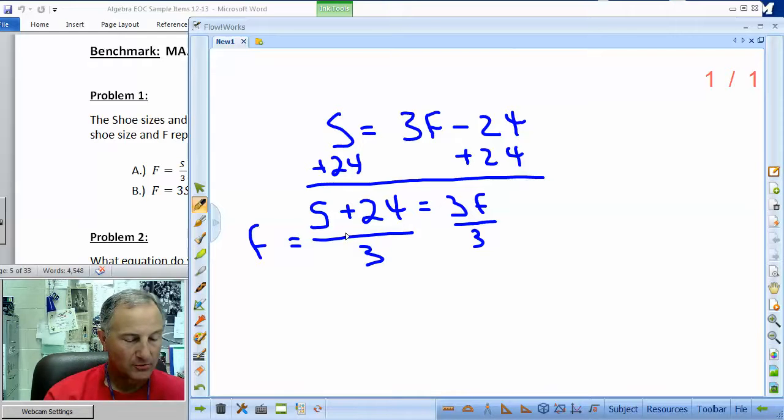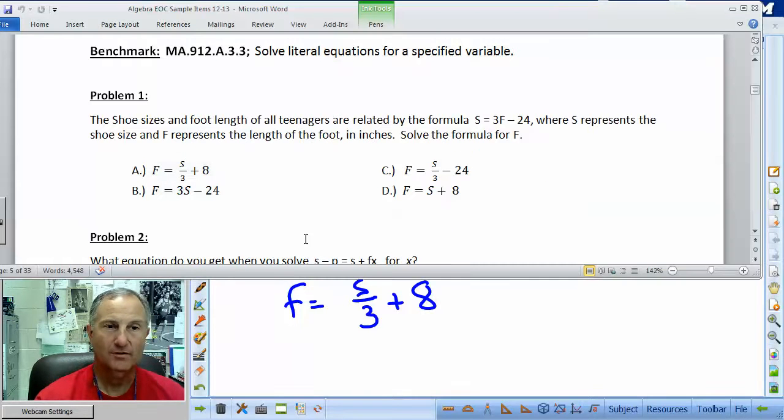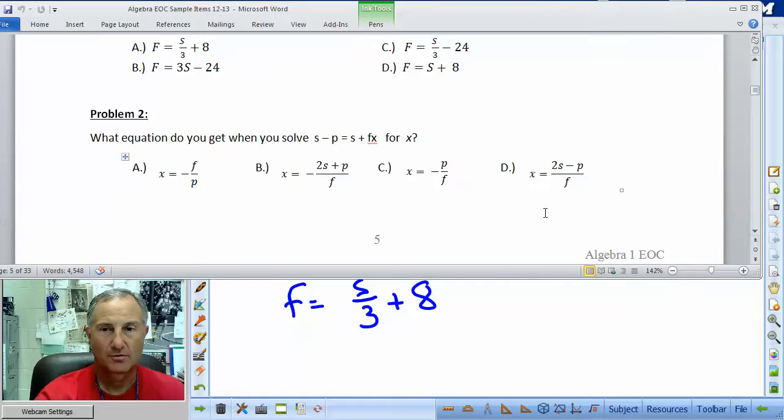Okay. Now when you look at the answers, you don't see it in that form. But do realize this, you can rewrite this as S over 3, because the 3 goes into both of them, right? And goes into 24 8 times. Is there S over 3 plus 8? Sure is. Answer A. Boom, it's right there. Sometimes you got to simplify it down. We've done problems just like this all year, so you should be good with that.